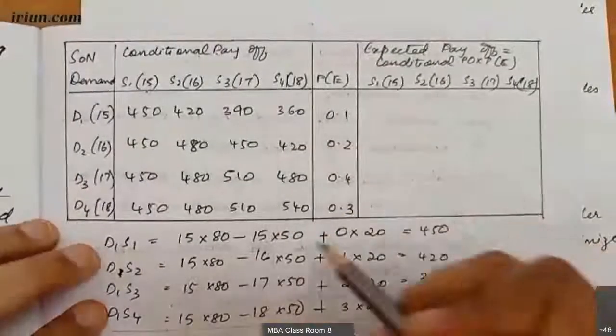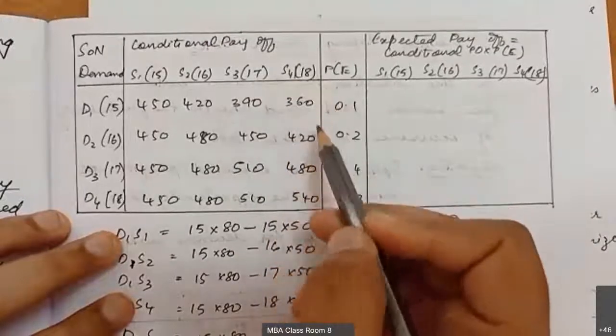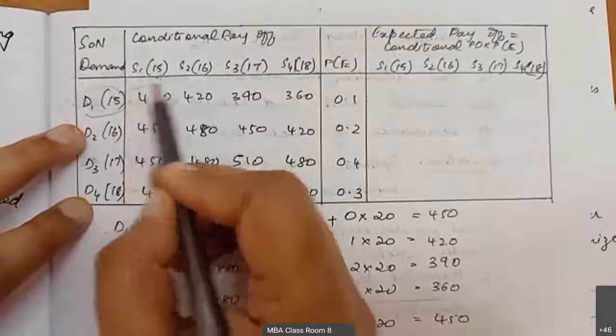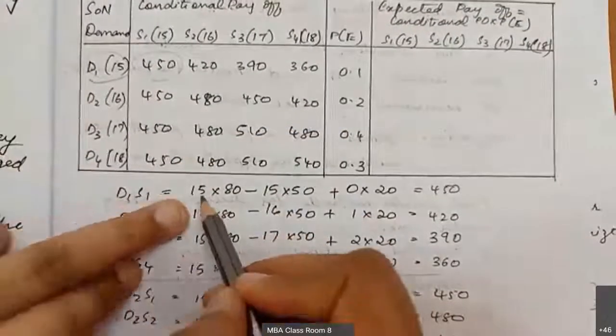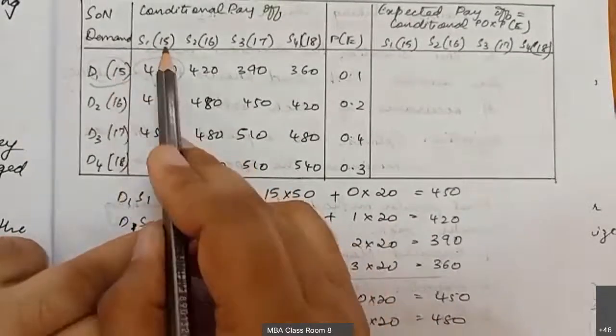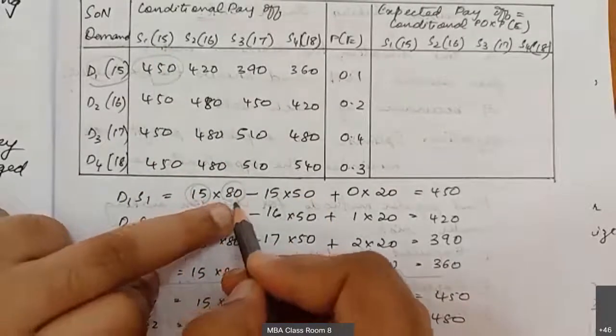See, this is our payoff matrix. This area is what you are calculating using the formula. How will you calculate it? D1 S1, that is this value. D1 S1 is equal to, this is our sale quantity. Take the minimum of these two values. Here also 15, here also 15. So the minimum is 15 into, this is our selling price, 80.